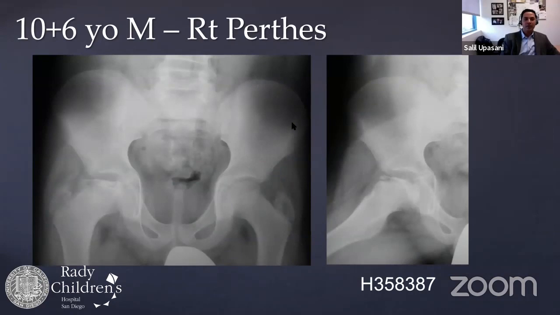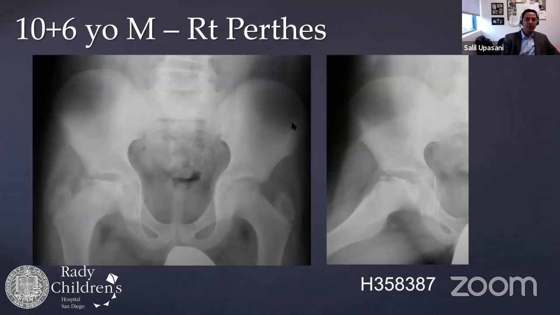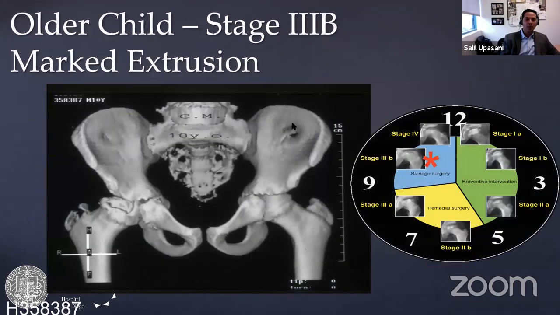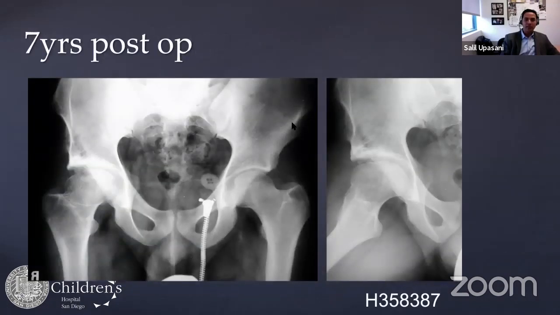So here's a case of a 10-year-old with right-sided Perthes disease, marked extrusion, stage 3B. In a salvage state, this was treated with a valgus and a shelf. And this is their 7-year post-op outcome. Obviously, not a fantastic result, but a relatively spherical femoral head.